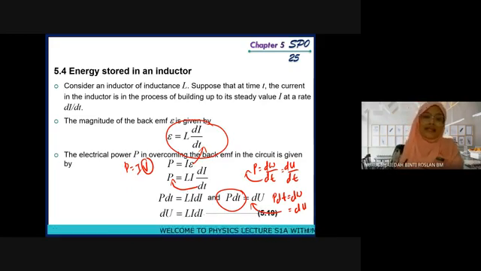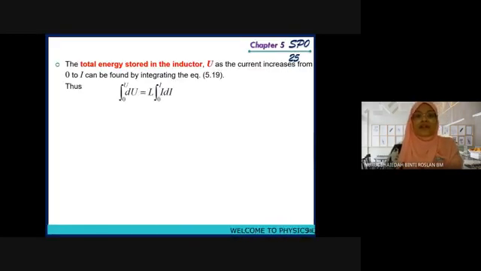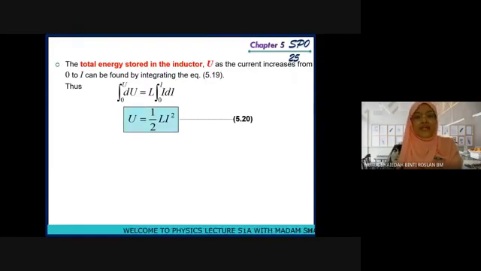Okay, so since we get d here, we need to what? As usual we have to integrate. So when we integrate dU, we get U. When we integrate i di, because i is here, when you integrate it is plus 1, so 1 plus 1, that's why you get 2. So the half we bring down, so that's why you get U equals to half Li squared.